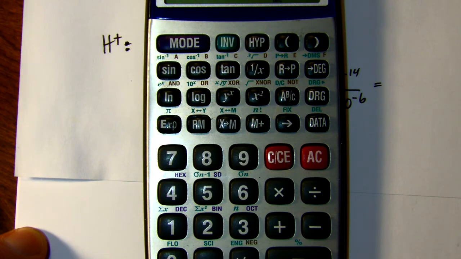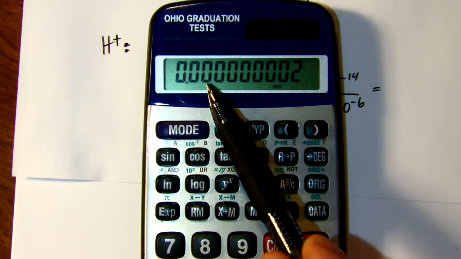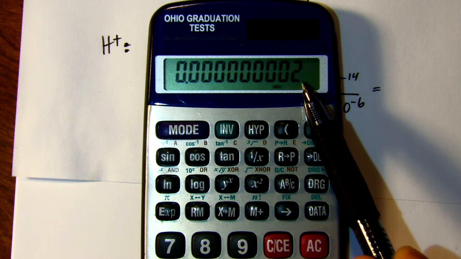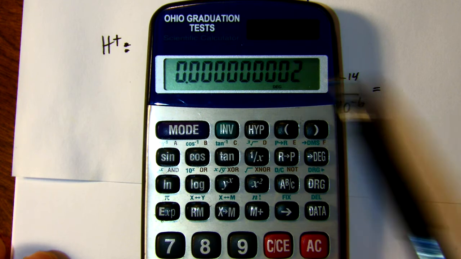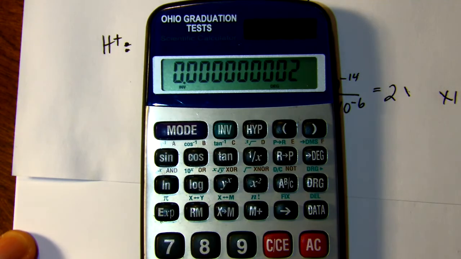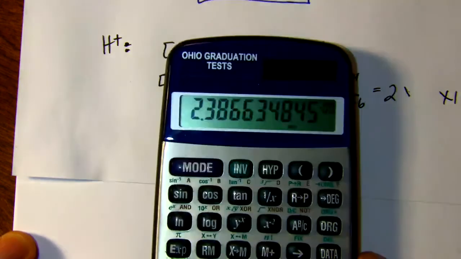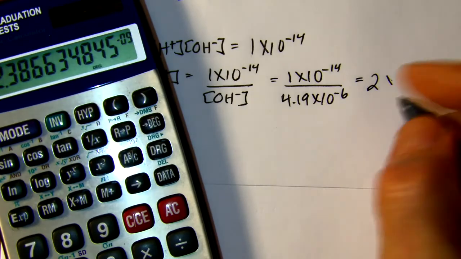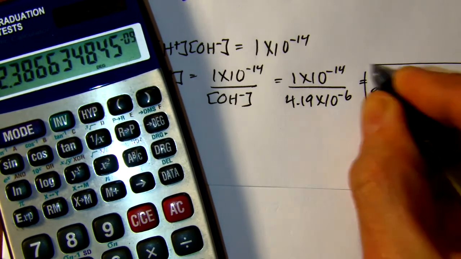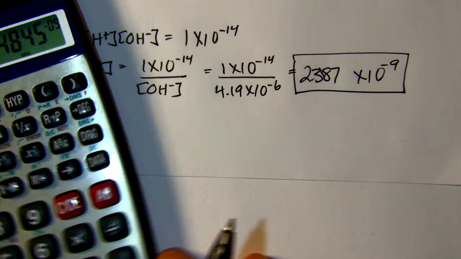Okay? We know there's a 2. Man, there's lots of... There's 1, 2, 3, 4, 5, 6, 7, 8, 9. Just remember that. We know it's 2 times 10 to the negative 9. 2 something times 10 to the negative 9. Okay? I invert it. Boom. I get this. 2.3866. 2.38. Let's call it that.